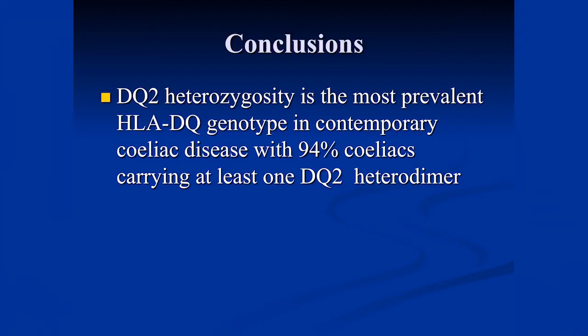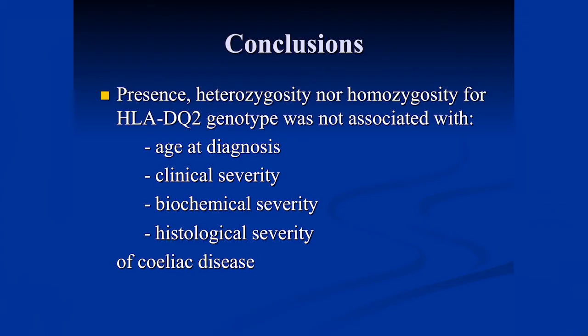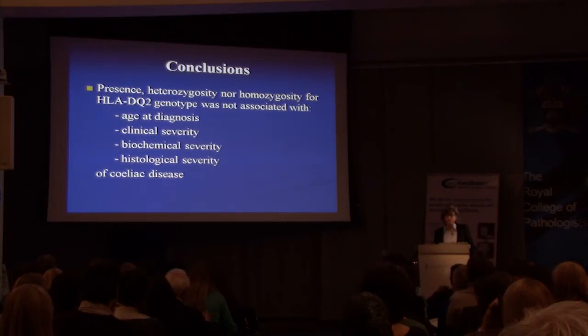In conclusion, DQ2 heterozygosity is the most prevalent genotype seen in a contemporary cohort of celiac disease, and 94% of the cohort carry at least a copy of DQ2. The presence and dosing of DQ2 is unable to predict the mode of presentation of celiac disease, or the pathological presentation. However, the higher TTG titers and the higher EMA positivity in the DQ2 carriers may reflect greater B-cell responses, similar to the previous study showing greater T-cell responses in DQ2 carriers.